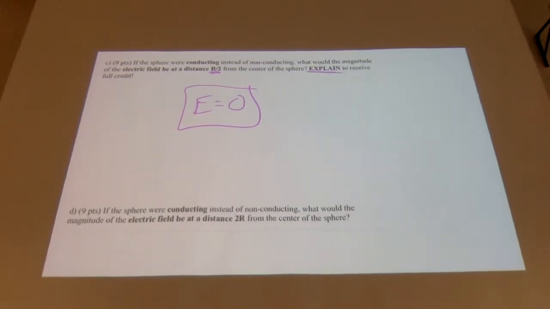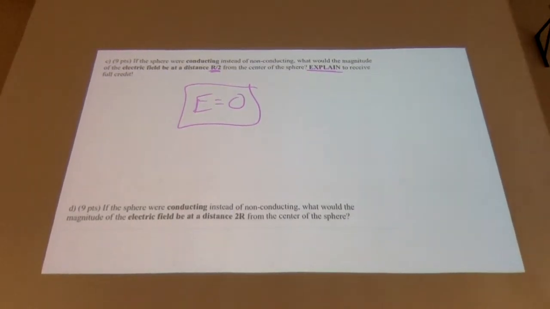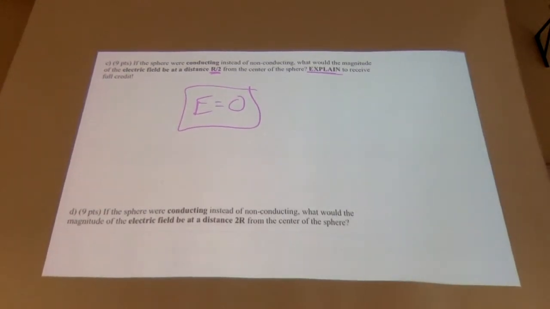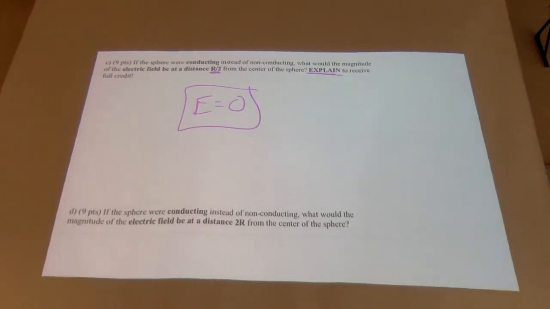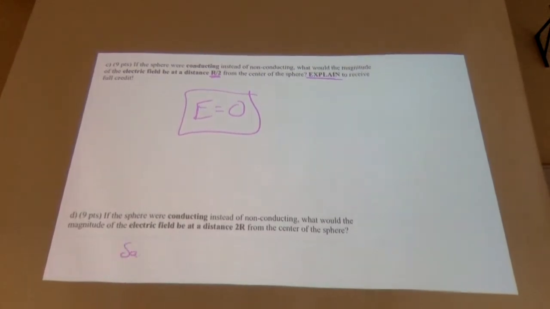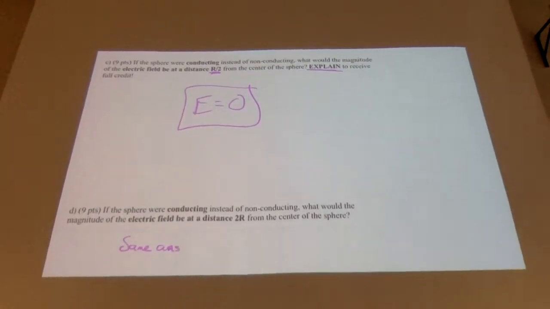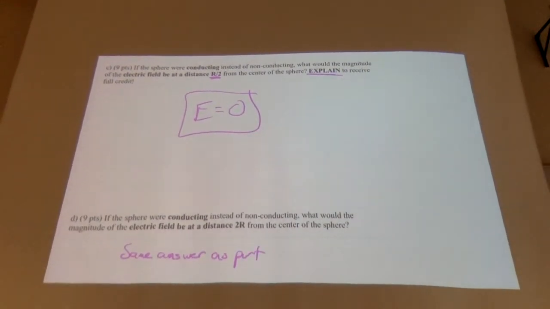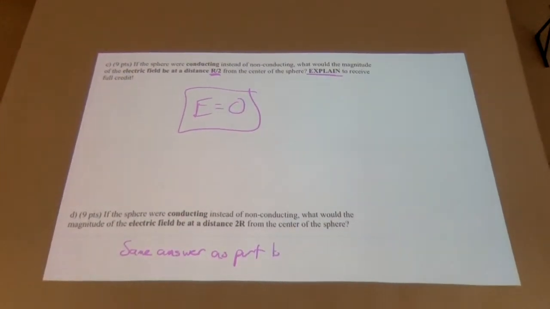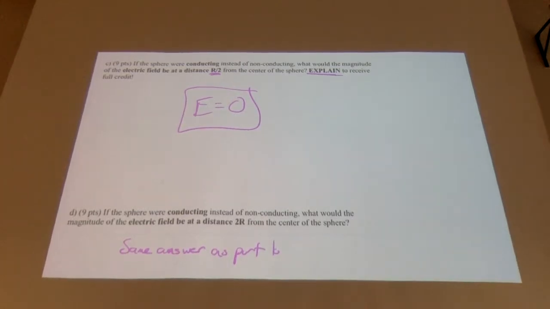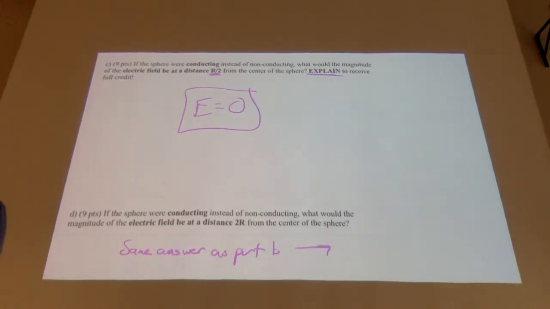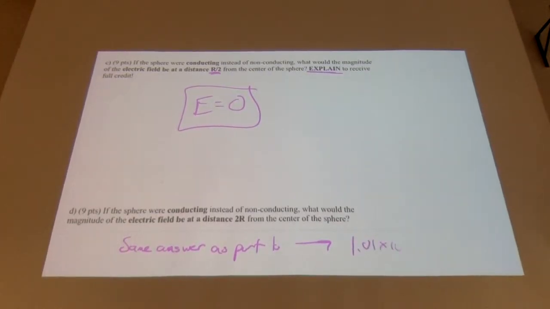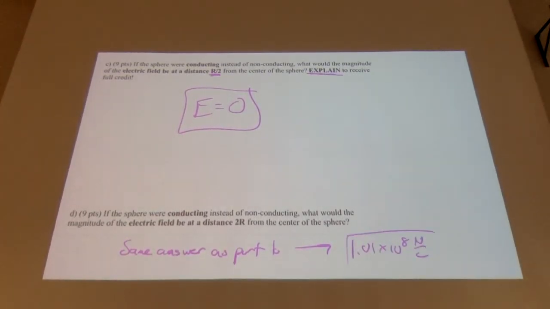As long as I saw, like, 6 words, that was enough of an explanation, and I was happy with that, okay? Part D should be the exact same answer as Part B. And I actually didn't necessarily need to see any work there at all. If you made a statement saying same answer as Part B, which is 1.01 times 10 to the 8th newtons per coulomb, I was happy.